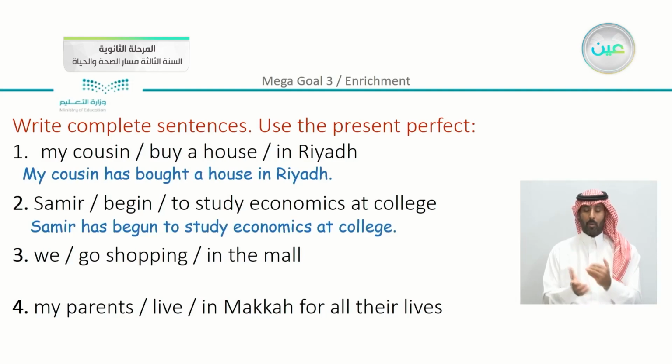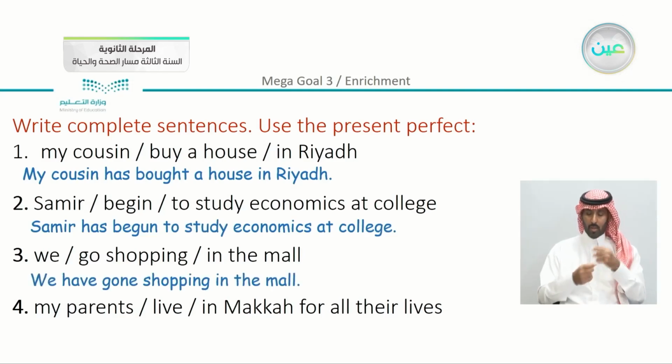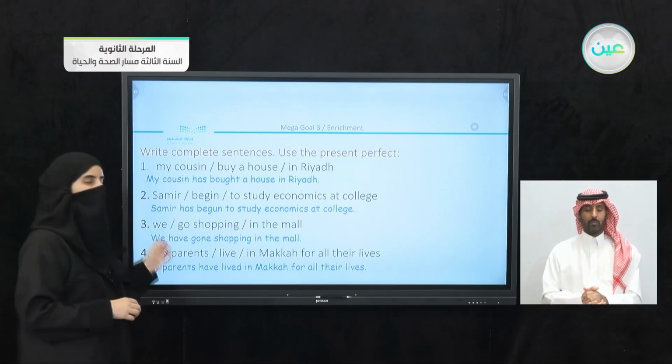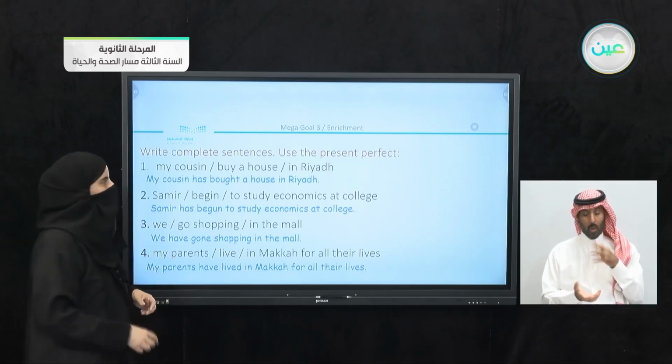We go shopping in the mall. We say here that we have gone shopping at the mall or in the mall. My parents live in Mecca for all their lives. Here the sentence completely becomes, my parents have lived in Mecca all their lives.